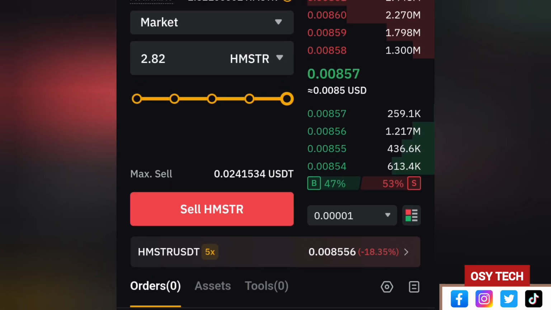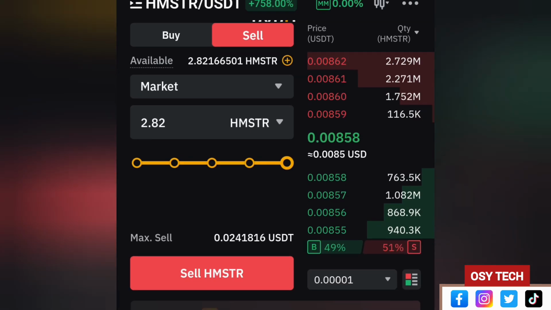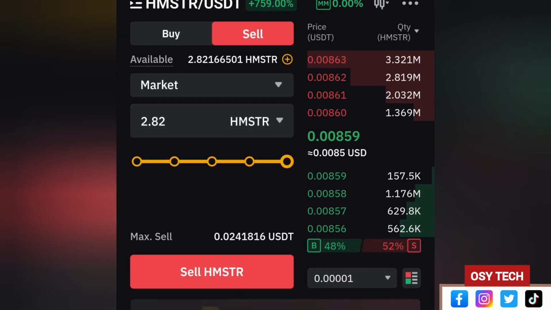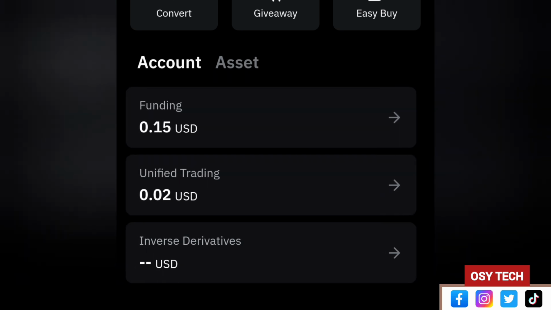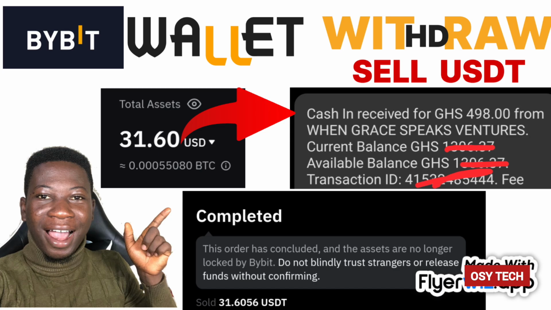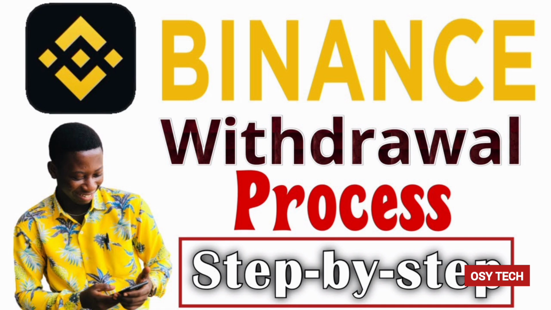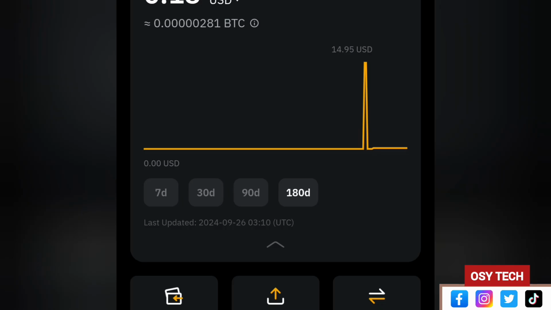Then look down right here, we have the sell Hamster, and you tap on it. The moment you tap on it, it will be sold. You then confirm that you are selling your Hamster, then you sell it. After selling, it will be in your funding account, and then you will withdraw from your Bybit or any other platform. I have videos that can guide you to withdraw from Bybit, Binance, OKX. Everything will be in the comment section or the description of the video, to guide you on withdrawing to your Momo, bank, or any other option of your choice.